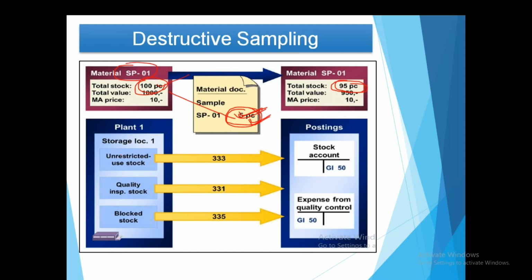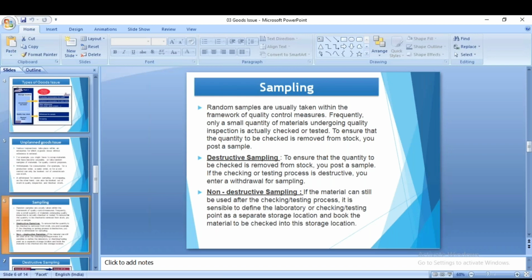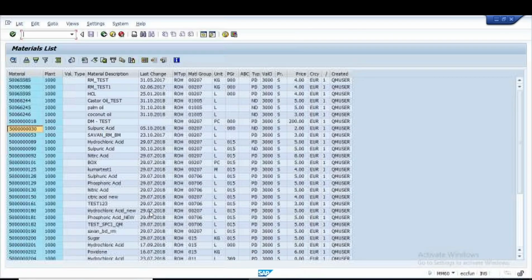The movement type used here from unrestricted use stock is 333. Whereas if you take the samples from quality inspection stock, the movement type is 331. If you take the samples from blocked stock, it will be 335 movement. Okay, so now we will see this in the system. So destructive sampling. Let's say we have this material, the same material.